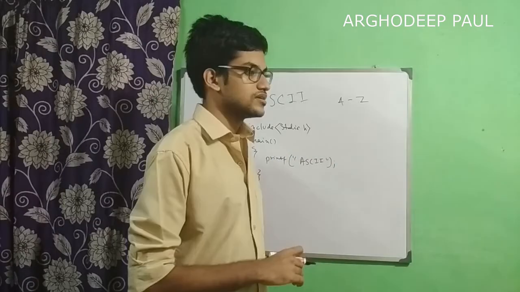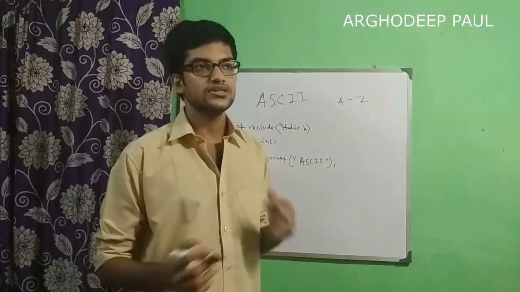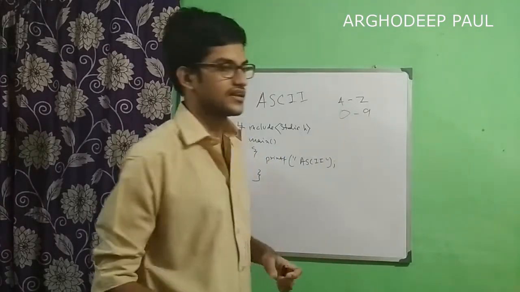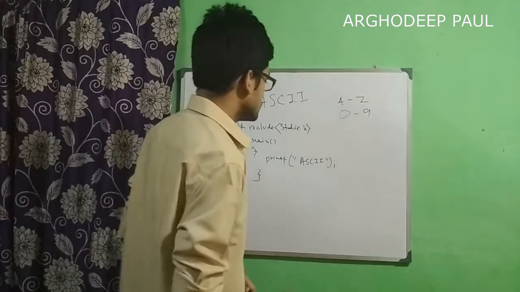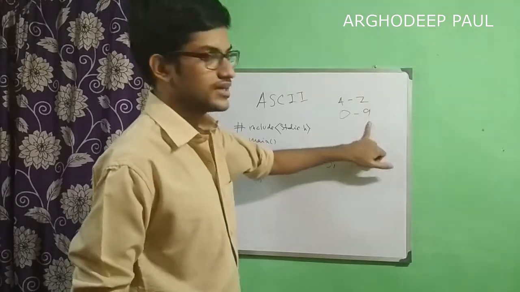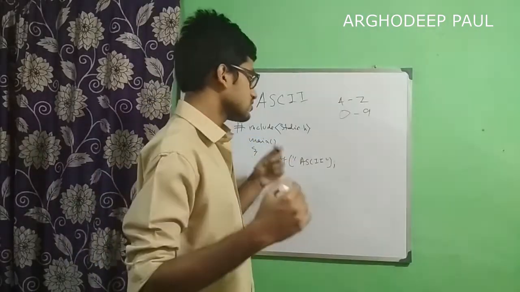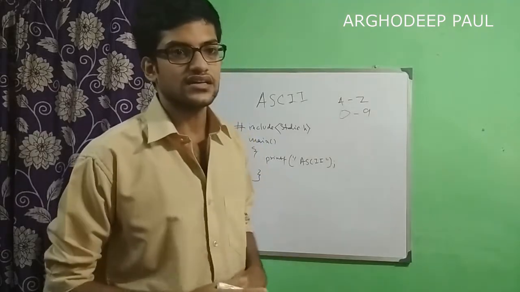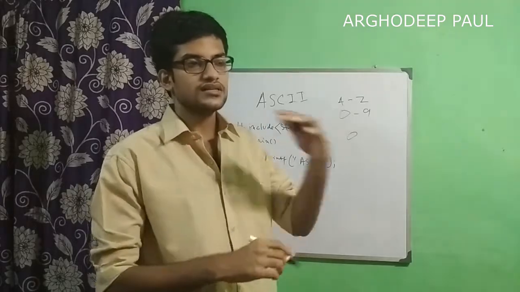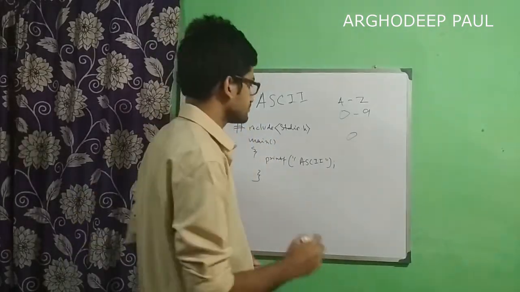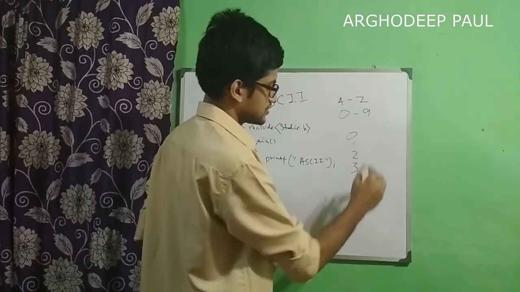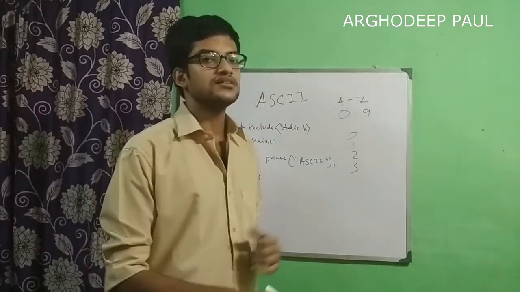Similarly, we have the decimal number system, which we use in our daily life, which starts from 0 and ends at 9. These are not alphabet, but these are also some type of characters. When I'm talking about 0, it's a number, but it can be expressed as a character. So 1, 2, 3, these are all numbers, but they can also be expressed as characters.